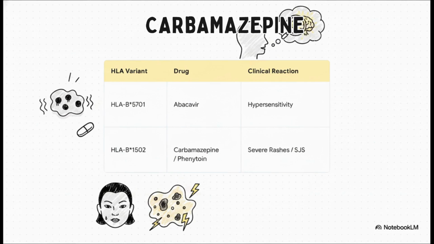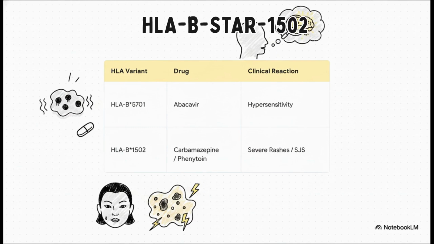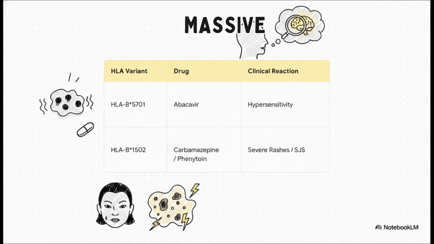Or if you prescribe carbamazepine or phenytoin to a patient of Asian ancestry carrying the HLA-B*1502 variant, they are at a massive risk for severe rashes and Stevens-Johnson syndrome.